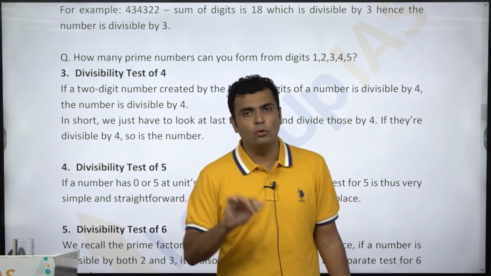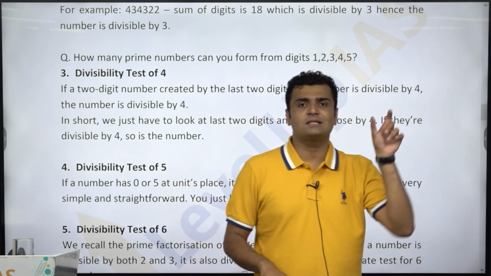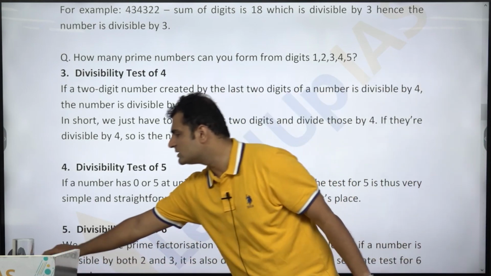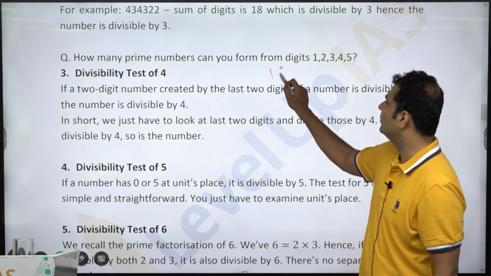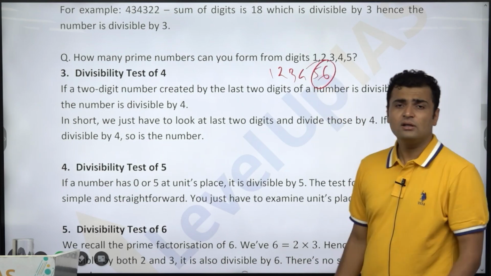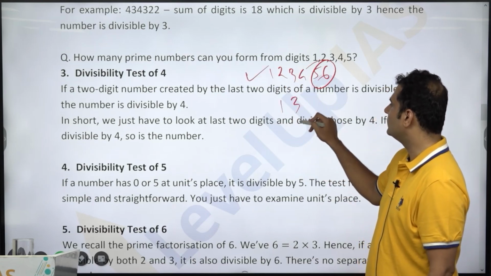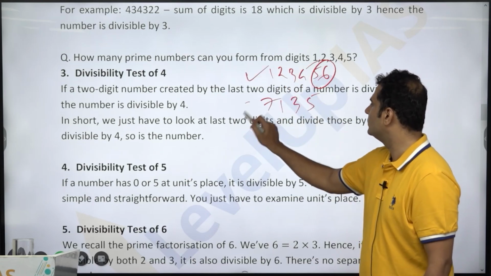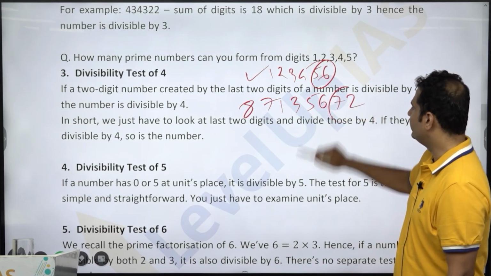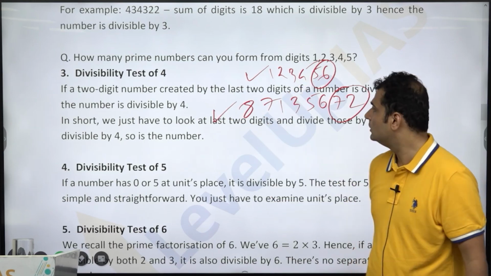Divisibility test of 4, ये भी बहुत easy है, very easy test. What you do, you just check the last 2 digits of any number, and if those are divisible by 4, the number is divisible by 4. For example, कुछ भी हो 1 2 3 4 5 6, तो you just check this 5 6, ये divisible by 4 है, बिल्कुल है, तो this number is divisible by 4. और भी लेते हैं 1 3 7, कुछ भी और ले लो, 72, 72, is it divisible by 4? Yes, so this entire number is divisible by 4.